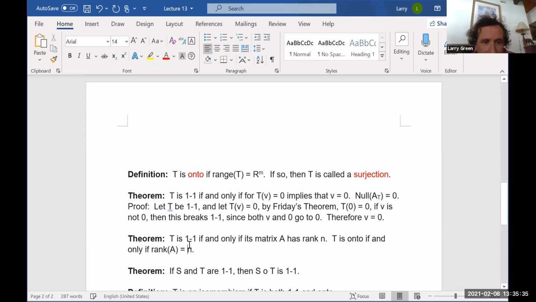All right, here comes the next one. T is 1-to-1 if and only if its matrix A has rank n. T is onto, oops, I think I typed it wrong. T is onto if and only if the matrix A has rank m. There we go. Why is that true?